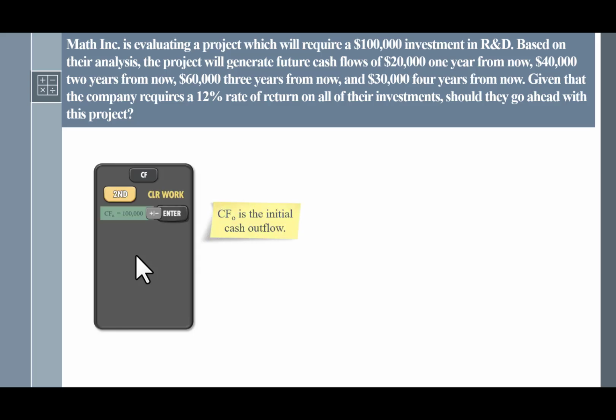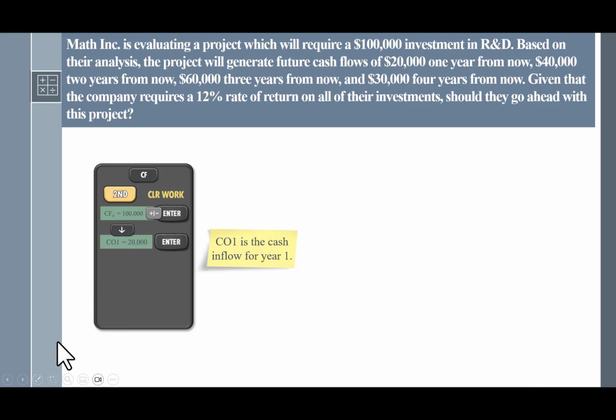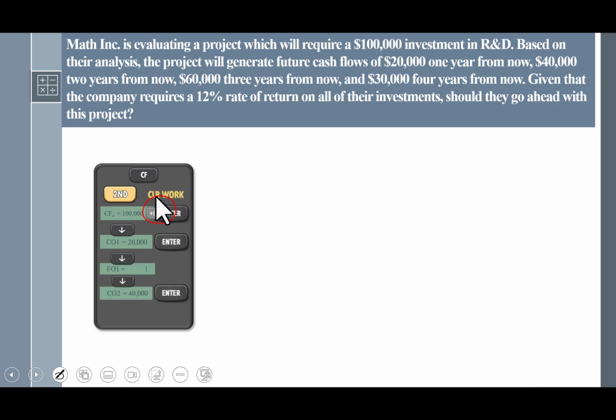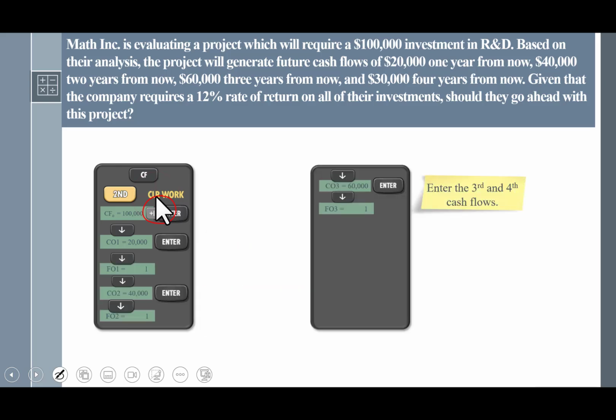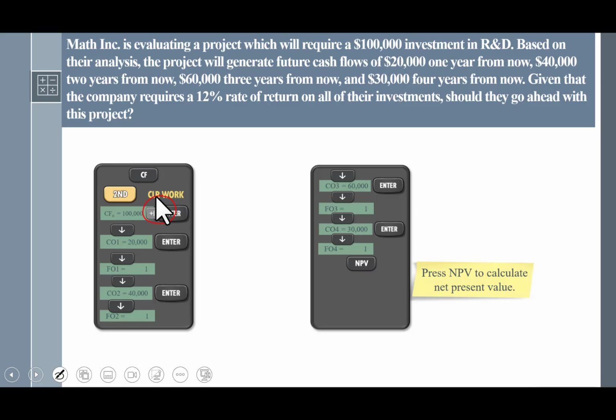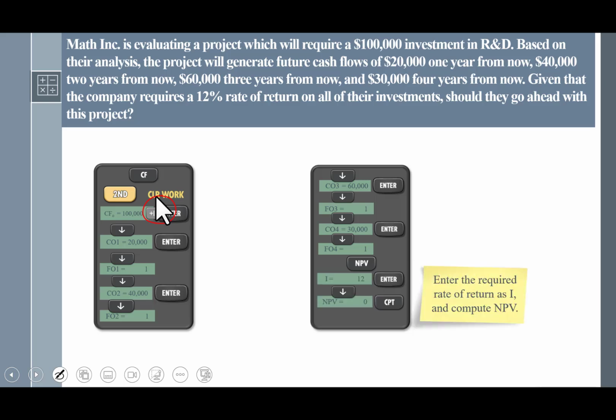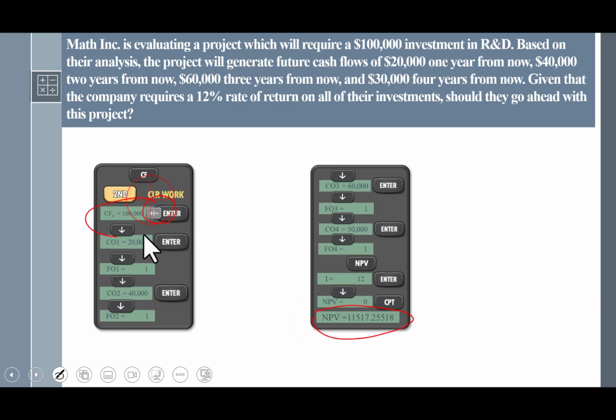Enter the initial investment, 100,000. Make sure you enter it negative, as you can see here. Enter the C01, frequency, C02, frequency, C03, frequency, C04, frequency. Press the NPV, enter the interest rate, CPT, net present value, and it gives us 11,517. Keep in mind, this is the net present value, not the discounted cash flow, because we entered the initial cash flow, which is the outflow.